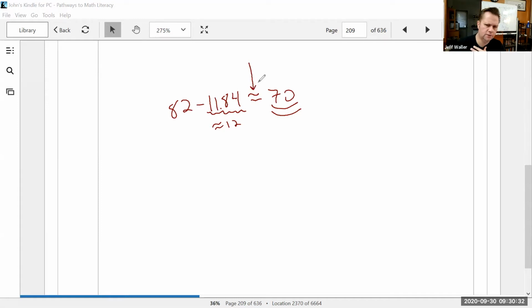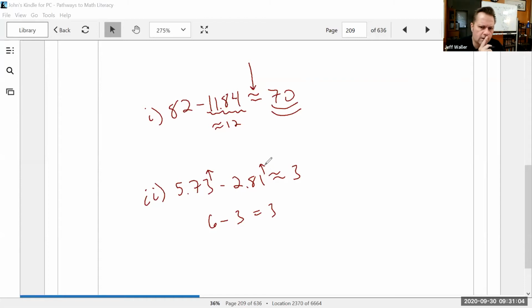I like it. But to Linnell's point, if I had something like 573 minus 281, if I wanted to do this, I would make this go up to 6 and this go up to 3. So this would be approximately 3. Is that all right? Does that make sense? Yes, you just go usually up when it's both decimals. Yeah. That's what you're saying, Jeff?